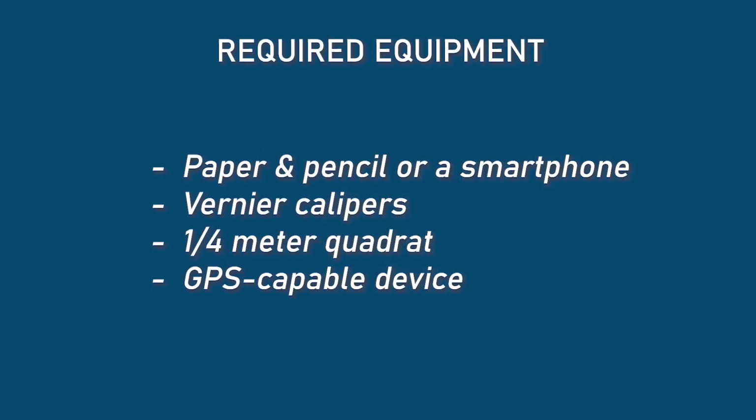Before you head out into the field, make sure that you have all the necessary equipment. You're going to need a piece of paper and a pencil, or you can use a smartphone or some sort of web-capable device. You're also going to need vernier calipers, a quarter-meter quadrat, and some GPS-capable device. Now that you have all of the necessary equipment, make sure that you write down the WebHub-provided coordinates before you head out into the field.